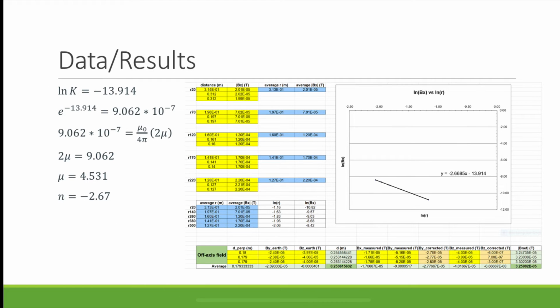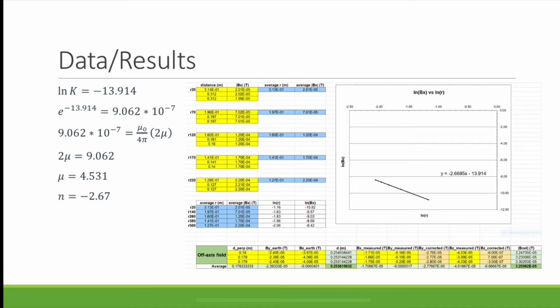Some of my data and results. Here I show my calculations for mu, which is the magnetic moment. In this graph, which plots my data, the y-intercept in the equation is equal to the natural log of k, and then I solved for the value of k, which is equal to mu naught over 4 pi times 2 times the moment. Then I simplified that and solved for the moment, which I got to be 4.531. And the n is just the slope of the graph, which in my data was negative 2.67.